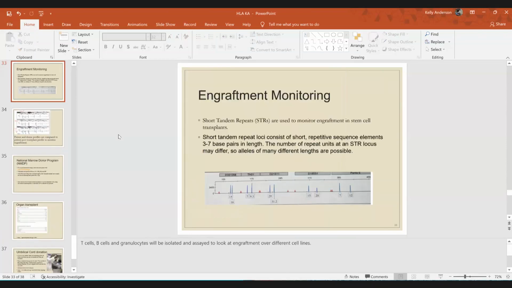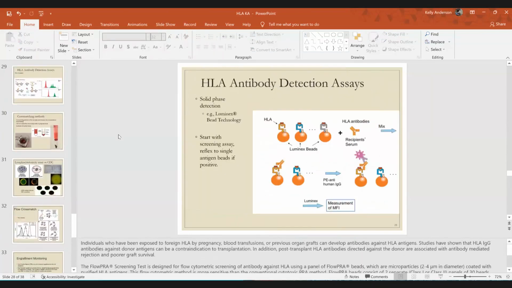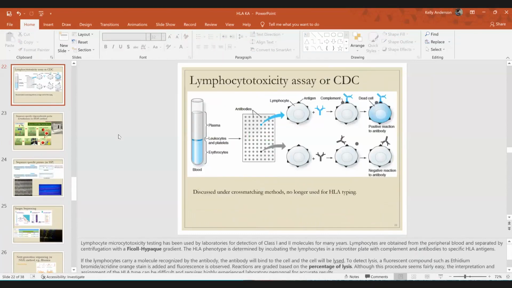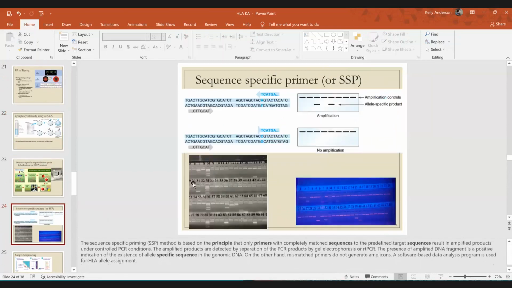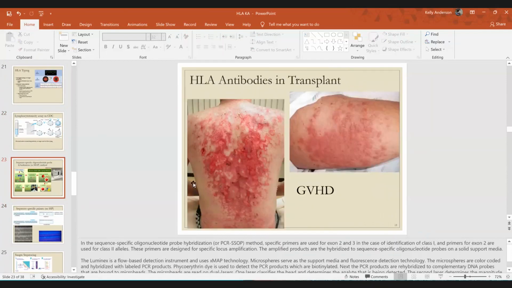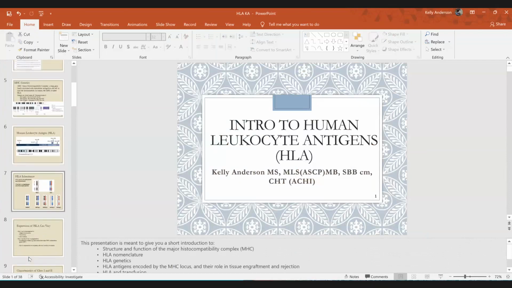Well, the one thing about SSP is that some companies make these kits for SSP, but you don't actually have to run them on a gel. You can run them in a real-time PCR. So instead of having to wait for the gel, which can be time consuming, the real-time PCR is taking pictures throughout the PCR. So at the end of about 90 minutes, you have a type already.